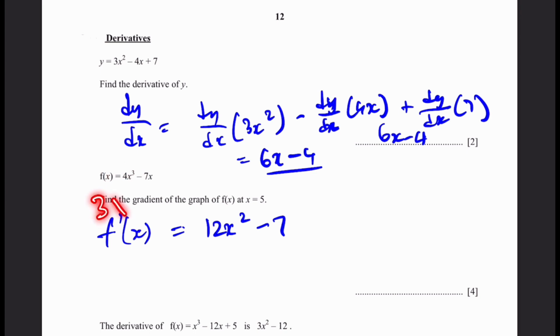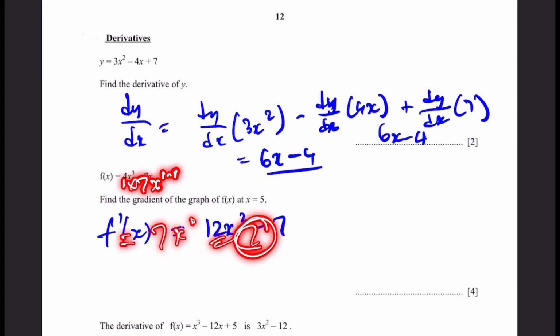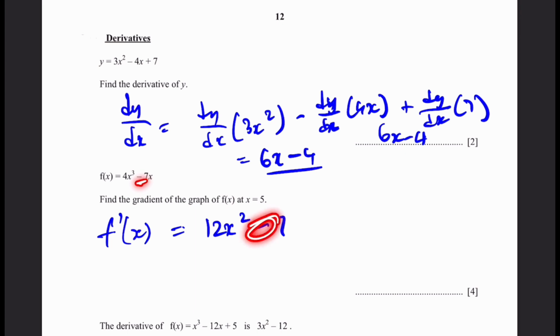So that's just 3 times 4x squared, which is 12x squared. Similarly, 7x is 7x to the power 1. Bring 1 down, it doesn't change anything when you multiply it. And now 7x to the power 1 minus 1, that's 7x to the power 0, which is just 7. And since it's a minus, we put a minus here as well. So that's f prime of x.